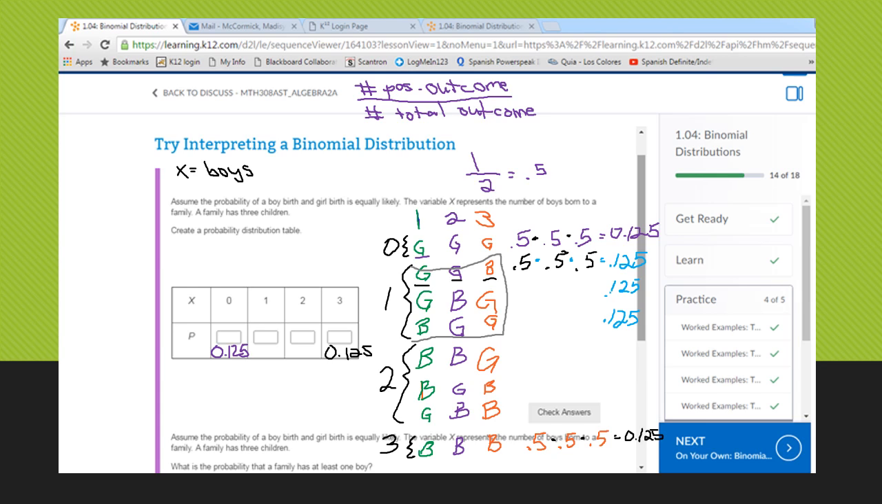So now we need to think about what's going on, right? The ways that we can have just one boy, there's three possible ways. So we're going to take those three probabilities, one for each way, and we're going to take the sum of those probabilities. We're going to add them together so that we can get the total probability of having one boy out of the three kids. So when we add those all together, we end up getting 0.375.